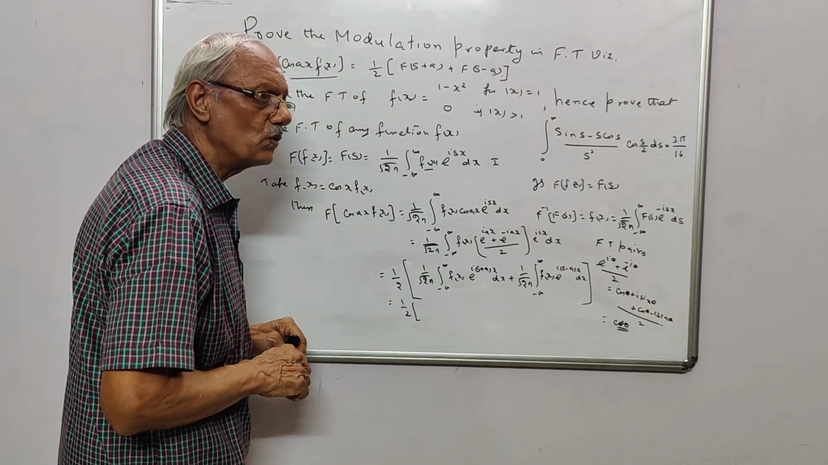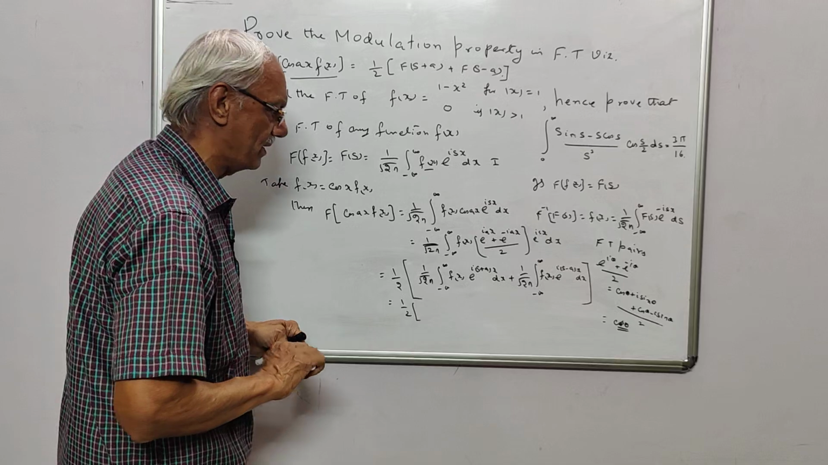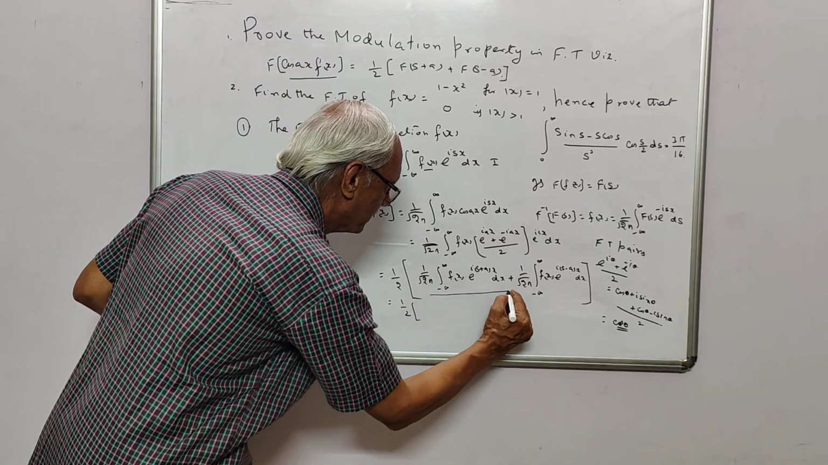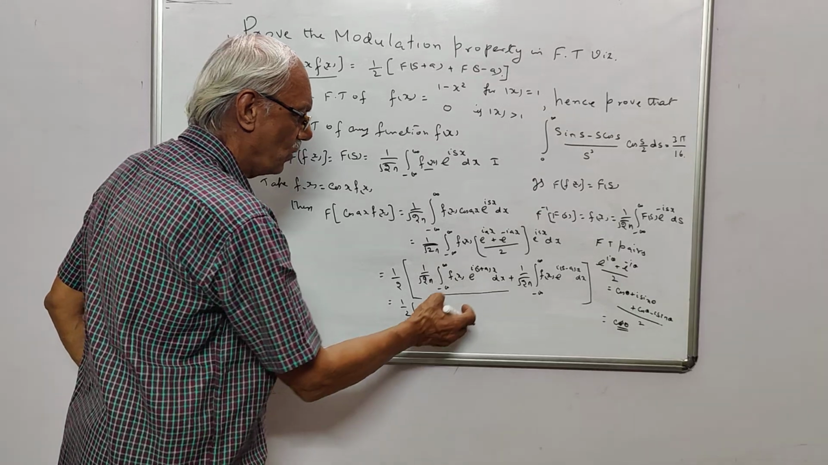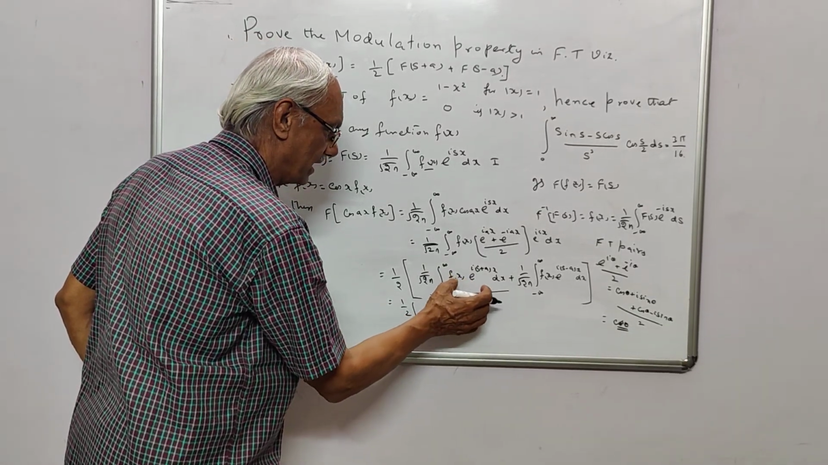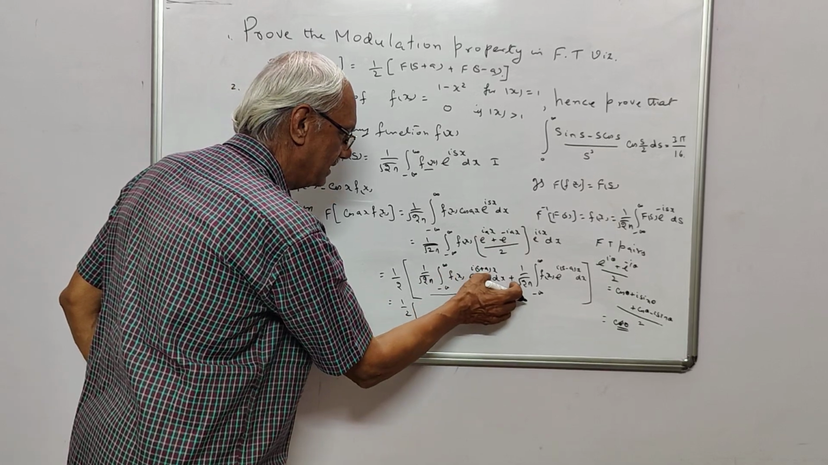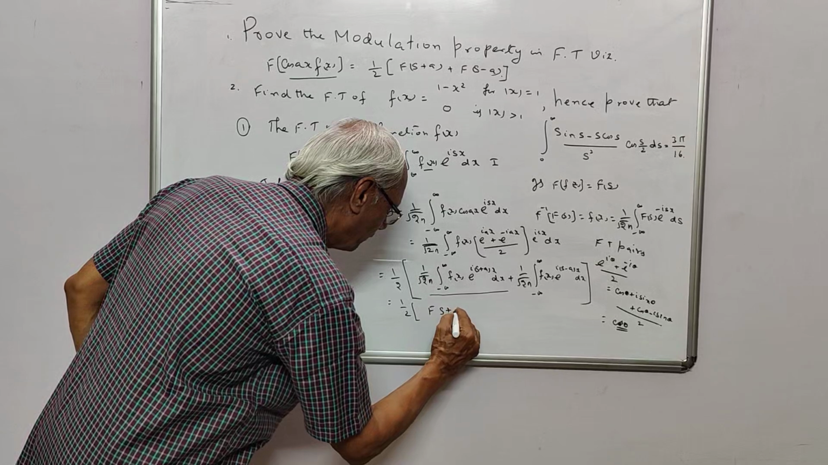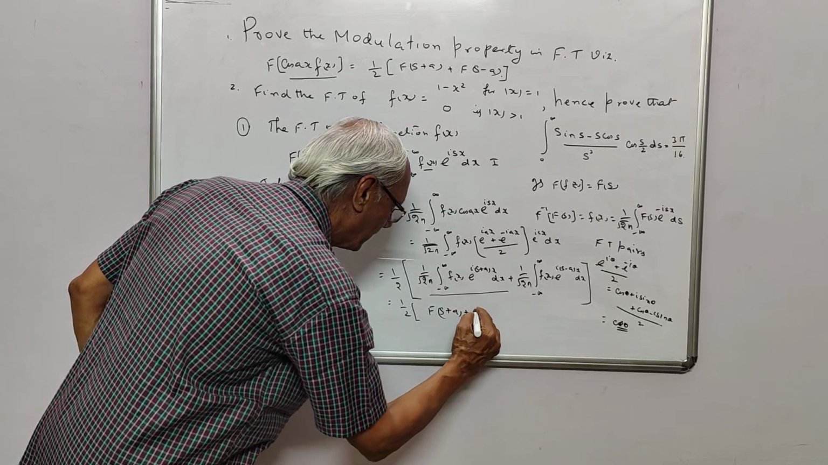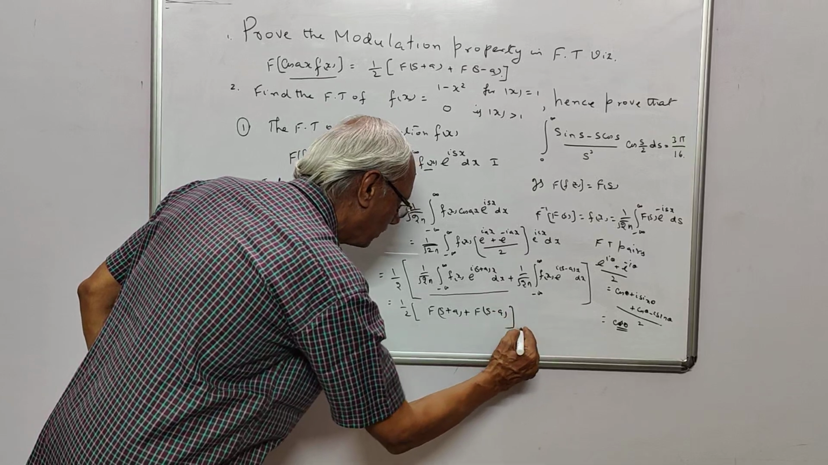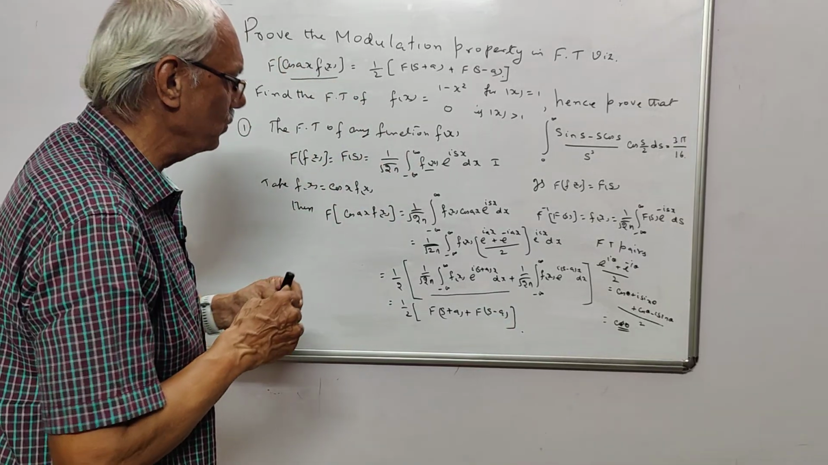So you can very logically write this as, because this is a Fourier transform, this is a Fourier transform of f of x, and here you find that this is s plus a. So this is nothing but f of s plus a plus f of s minus a. So I have proved this.